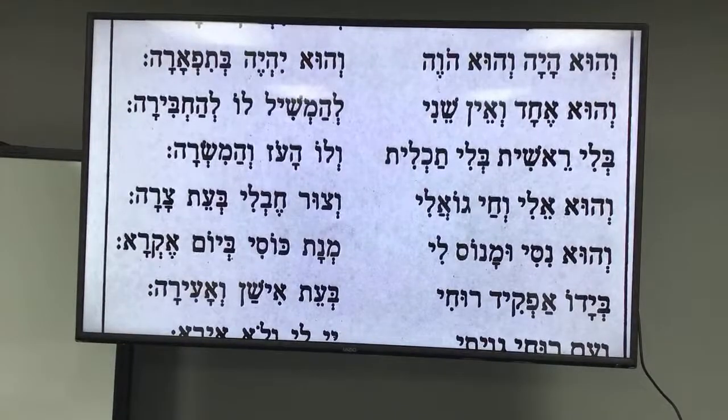Again, the next line. Vehu haya vehu hove vehu yihye betifara. Let's go that again. Vehu haya vehu hove vehu yihye betifara. Okay.